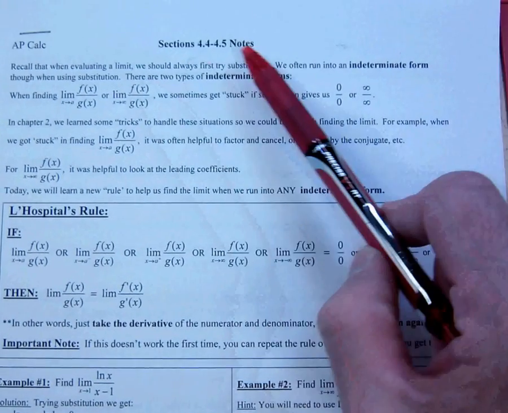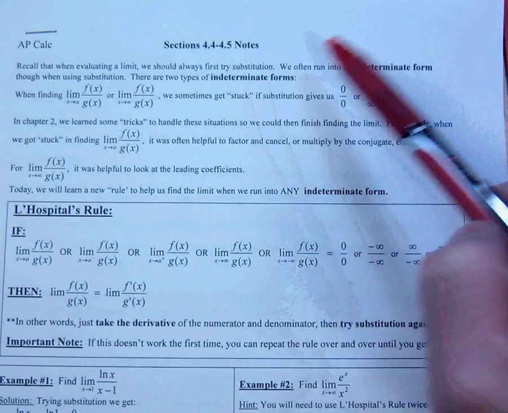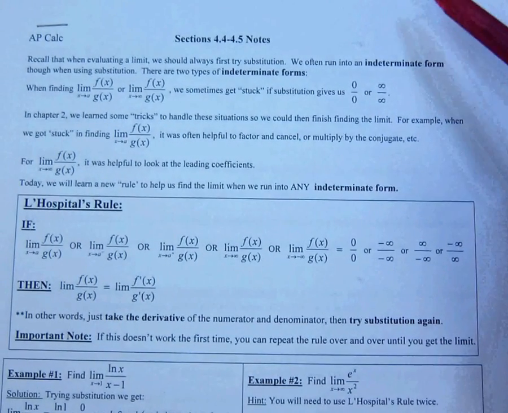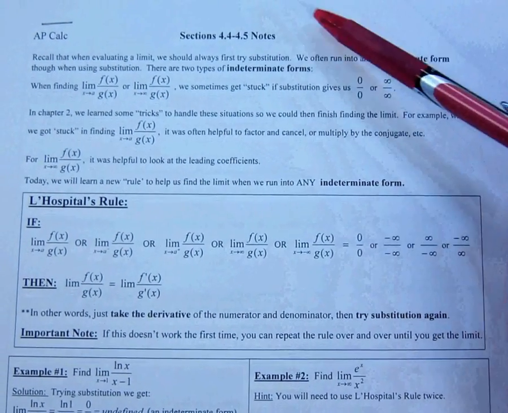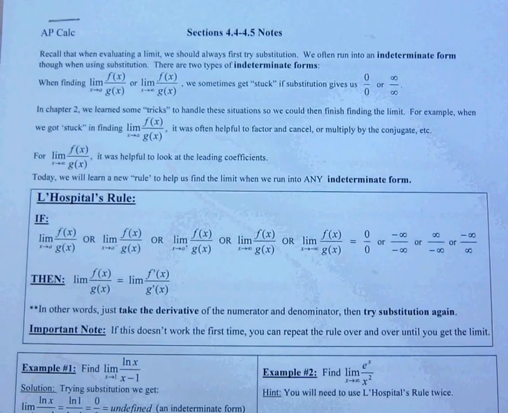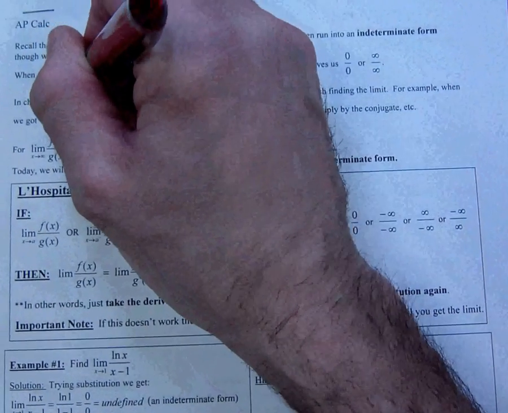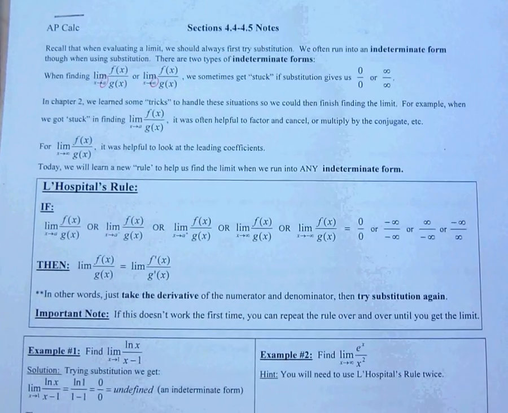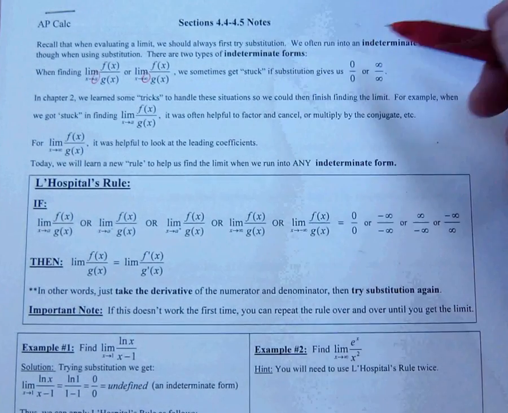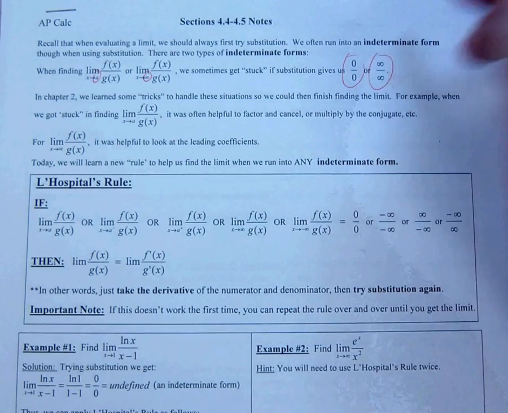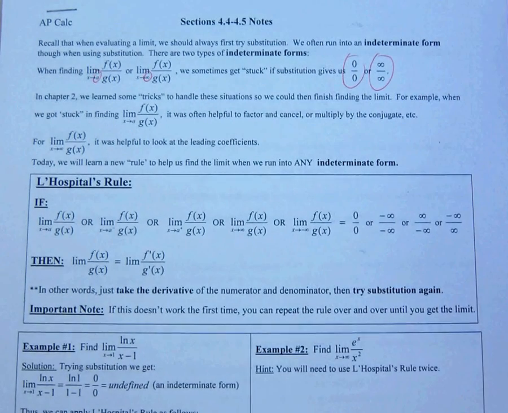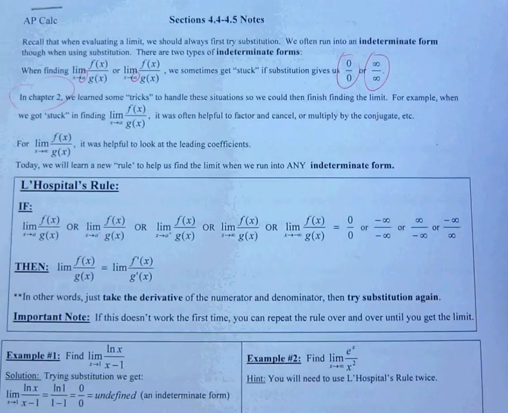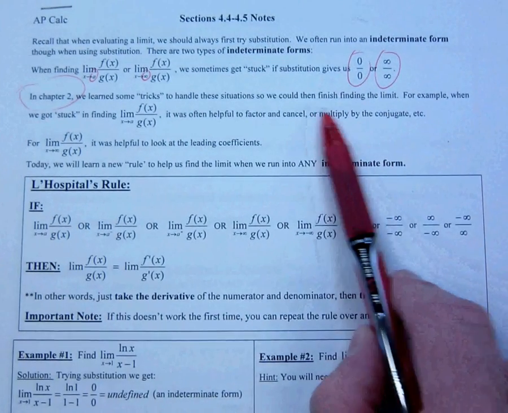We always try substitution first, okay? And then we often run into some indeterminate forms when using substitution. Now, there are two types of indeterminate forms. When I'm finding a limit as x goes to a or x goes to infinity of a quotient like this, we sometimes get stuck in a situation like that or that, for example. We're stuck once we run into something like that.